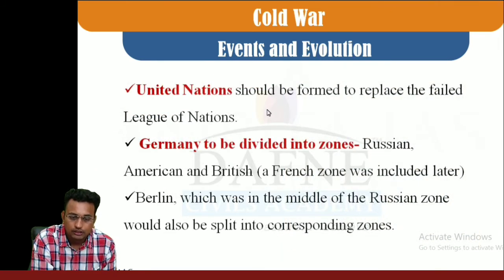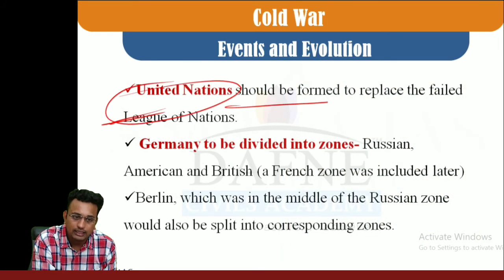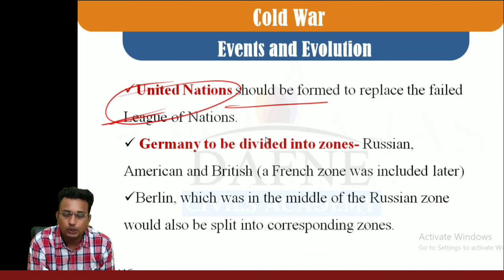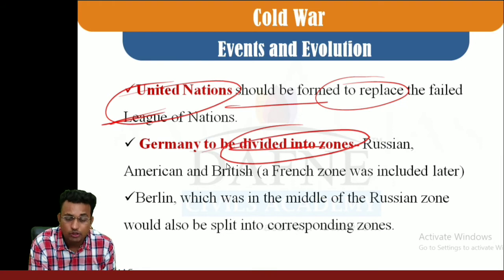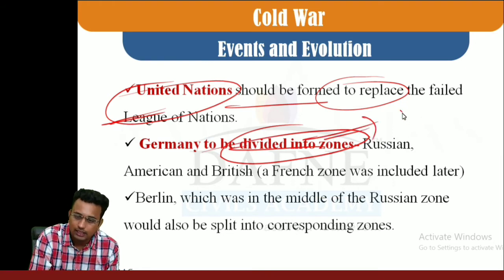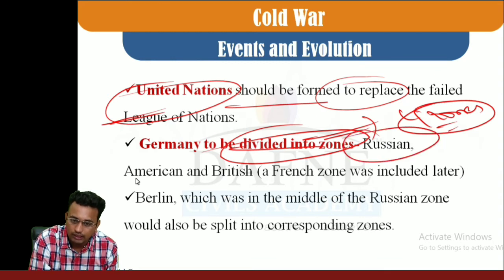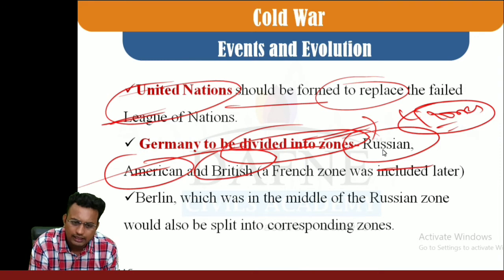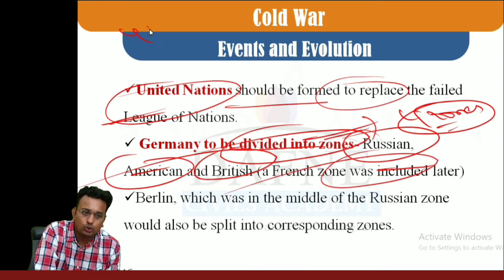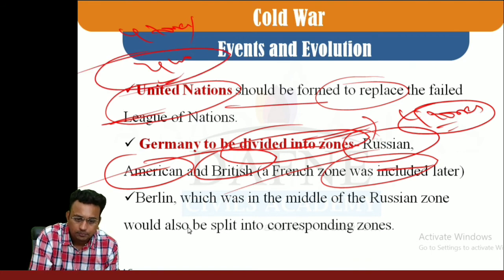Next, the UN should be formed. This was one more point at the Yalta conference. It was discussed that the UN should be formed to replace the erstwhile League of Nations. Germany was to be divided into zones. In fact, it was at the Yalta conference that Germany was to be divided into 4 zones under the control of Russia, America, and Britain. Later, France was also added. So 4 zones, 4 countries.